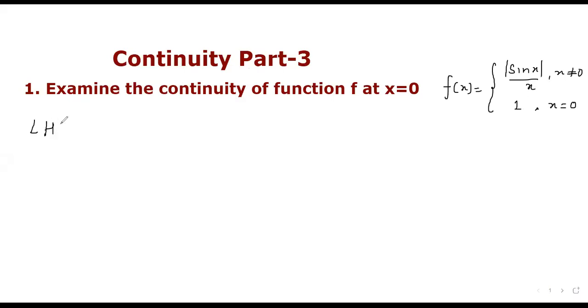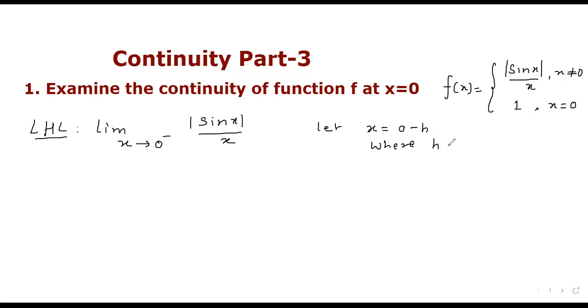Let's consider LHL. Limit x tends to 0 minus of modulus sin x divided by x. Let x equal to 0 minus h, where h is tending to 0. So we write it as limit h tends to 0, and we put x equal to 0 minus h here.